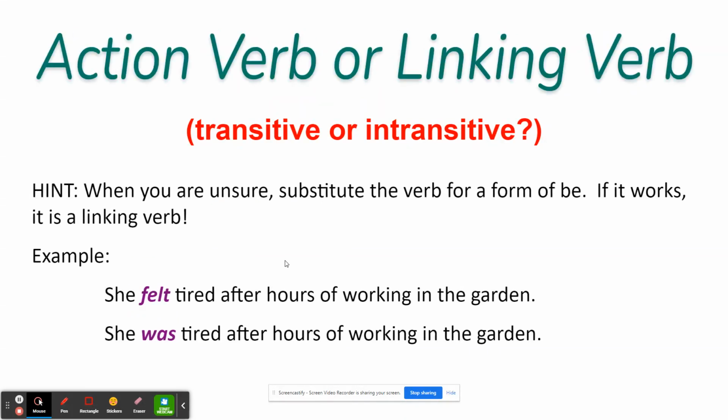So if you are unsure if it's an action verb or a linking verb and you want to check, an easy way to check is to substitute that word with a form of be, like is, was, were, and see if it works. So instead of she felt tired, if we said she was tired, that works, therefore it is a linking verb.